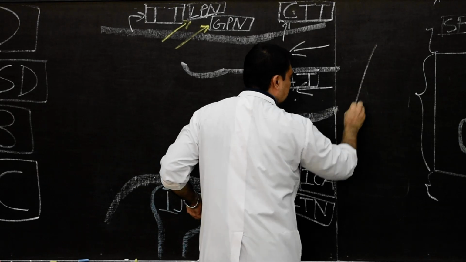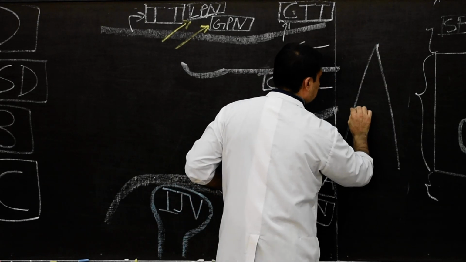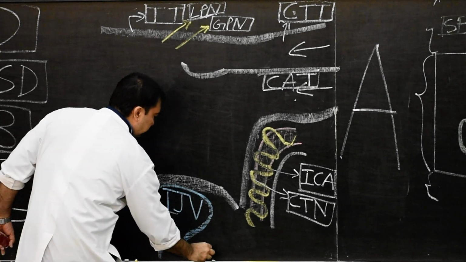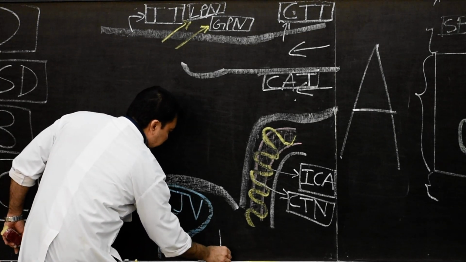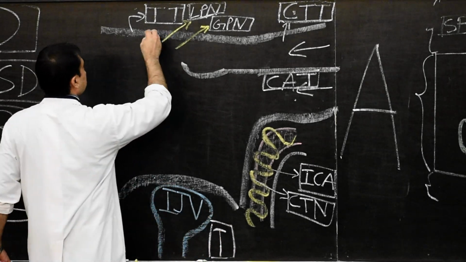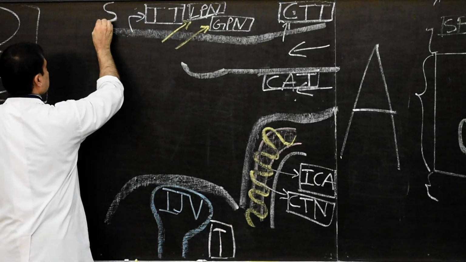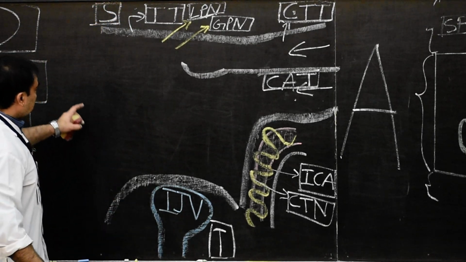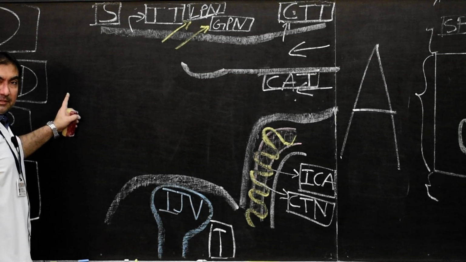So therefore here I will write a big A, anterior. Here I will write a big I, inferior. Here I can write superior. 3 walls we have finished. Now we take the posterior wall.